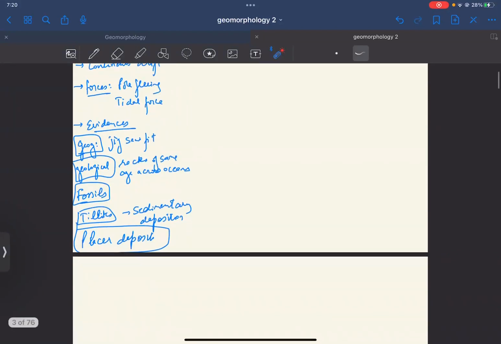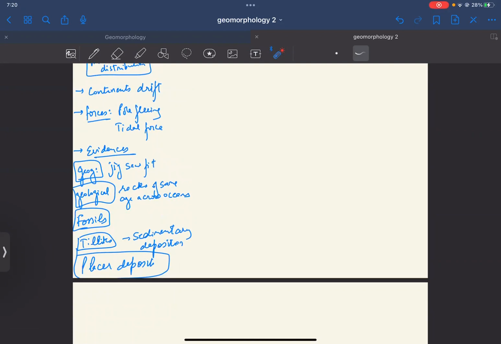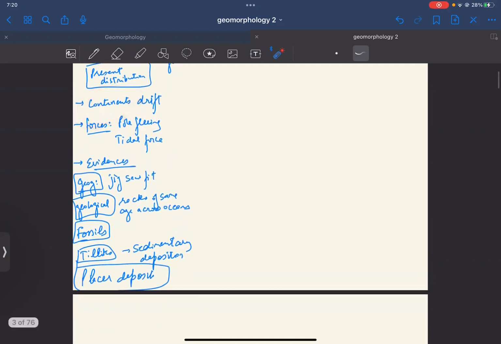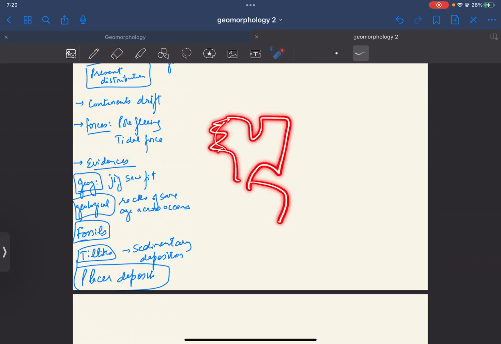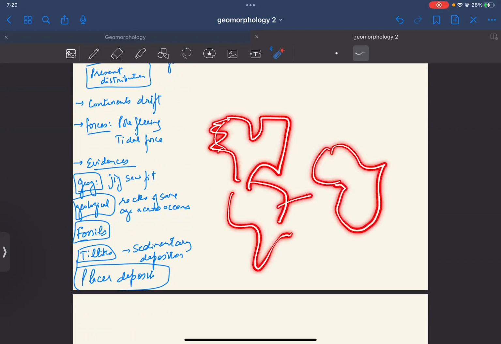All right. So according to Alfred Wegener, it is the continents that are moving. And what are the forces responsible? Pole fleeing force, which is due to rotation of the Earth, and tidal force due to gravitational pull of Earth and Moon. Okay, what evidences did it give? It said geographically, if we look at two places, Africa and South America, the eastern part of South America fits with the western part of Africa. So it says that in the past they were joined together and now they got separated. So this is one evidence it gave.